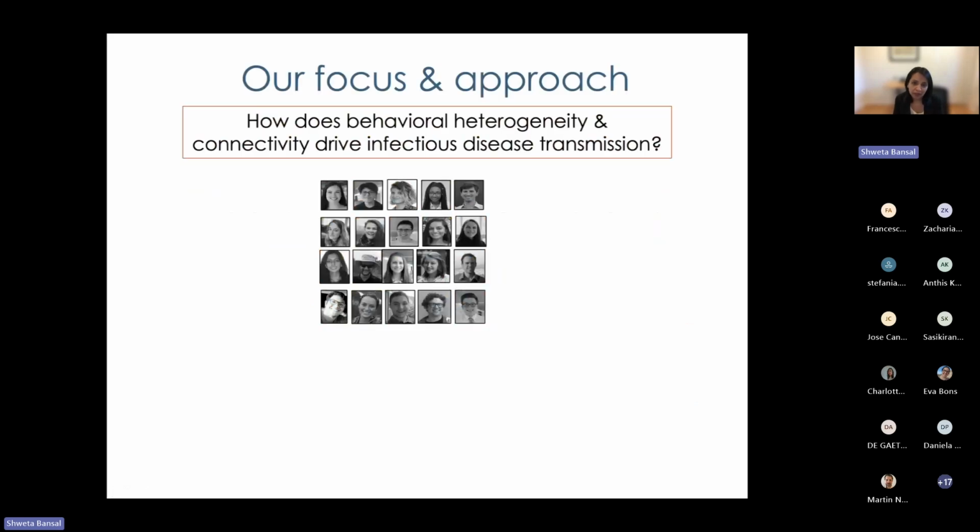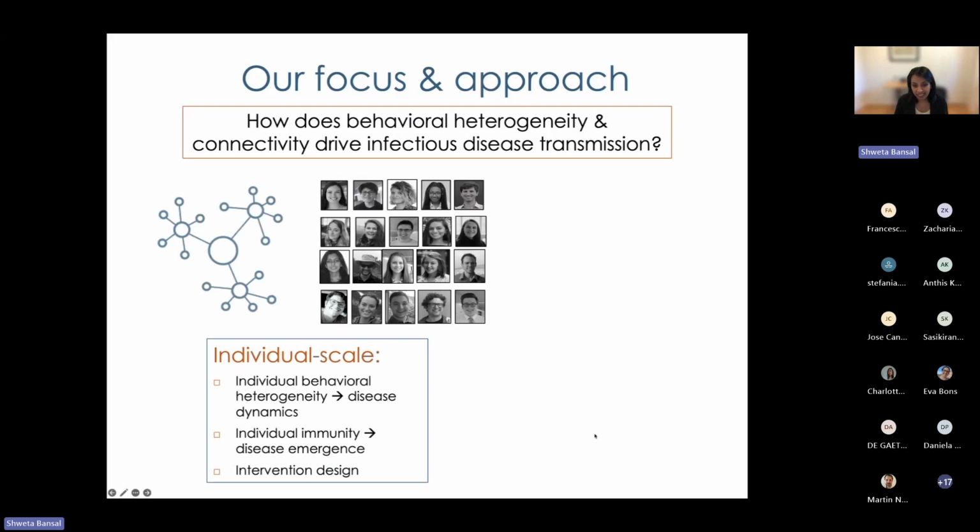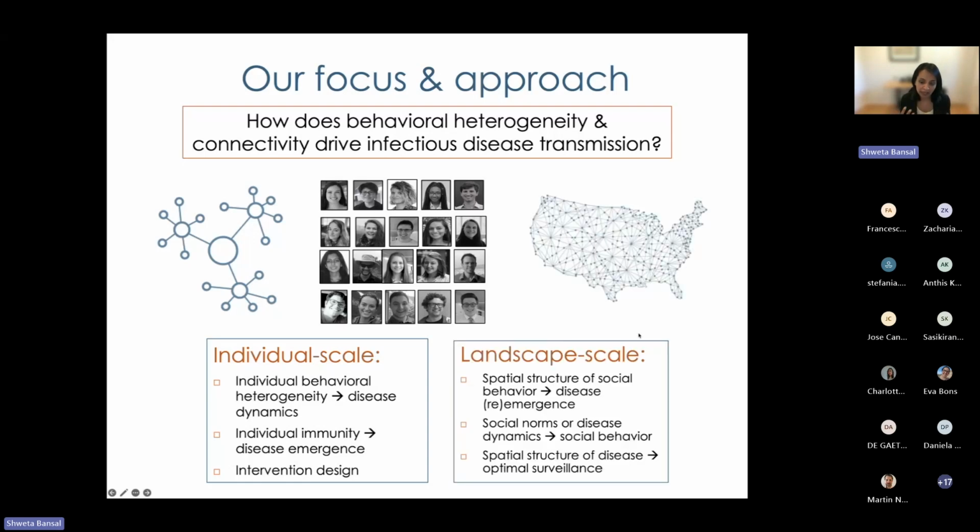The effort of my group is to think about how behavioral heterogeneity and connectivity drive disease transmission, and how we can understand this better to optimize surveillance and control of disease. Of course we think about behavior at the individual scale. This is usually what people think of when they think of behavioral dynamics mattering for disease, and certainly a lot of our effort has been on this front, especially to think about disease emergence as well as intervention design. But more recently, we've also been putting a lot of our efforts on the landscape scale. So thinking about behavioral heterogeneities across geography, and how that spatial structure and spatial connectivity drive disease emergence, and again, how we can think about optimal surveillance and control with this.